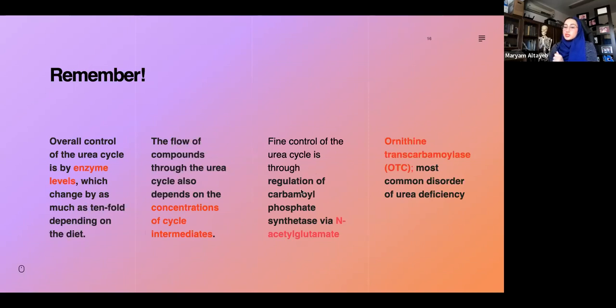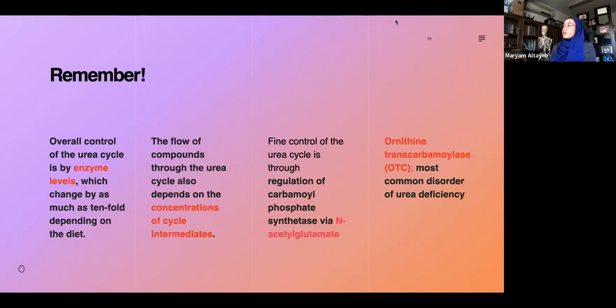And again, I cannot emphasize this enough, and this can easily come as an MCQ for you guys, so keep it in mind. The regulation of carbamoyl phosphate synthetase 1 is via N-acetylglutamate. Now we're going to go through the deficiencies that you can see with the urea cycle, but I just want you to remember that ornithine transcarbamylase deficiency is the most common disorder of the urea cycle. So that's the most common problem we can have. And remember, ornithine transcarbamylase combines carbamoyl phosphate and ornithine to give us citrulline.